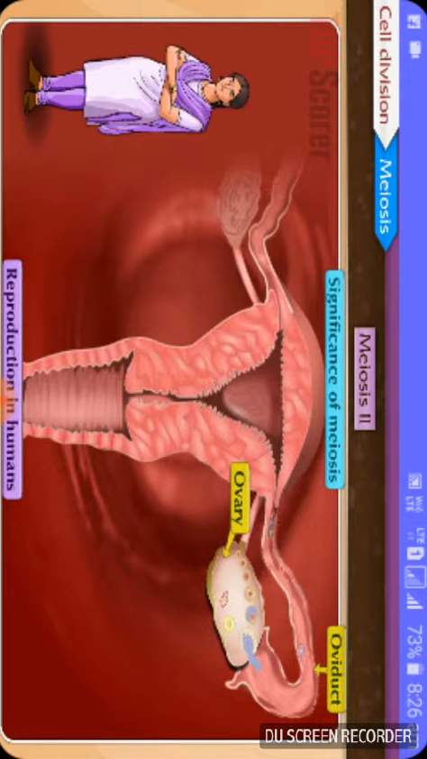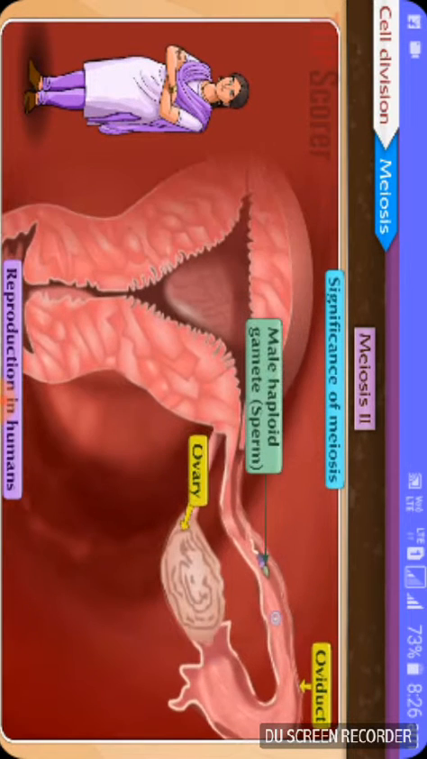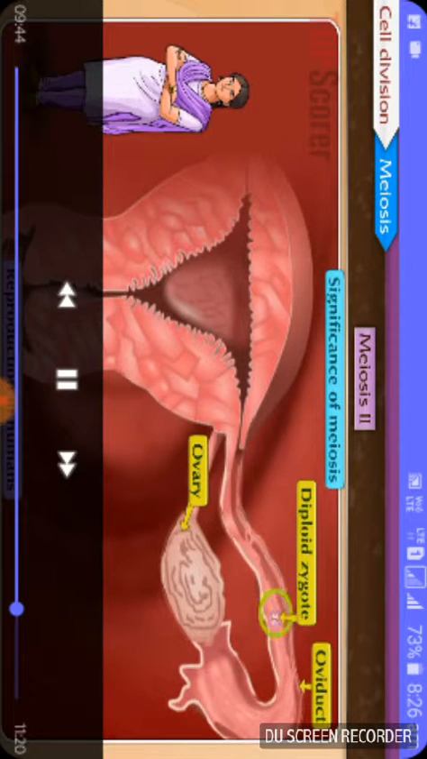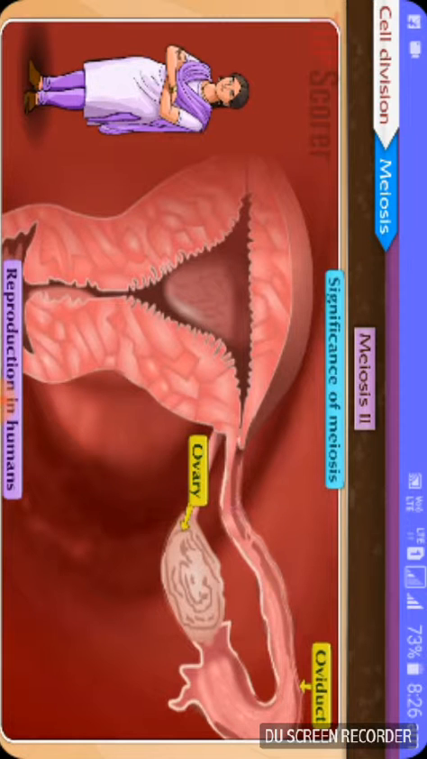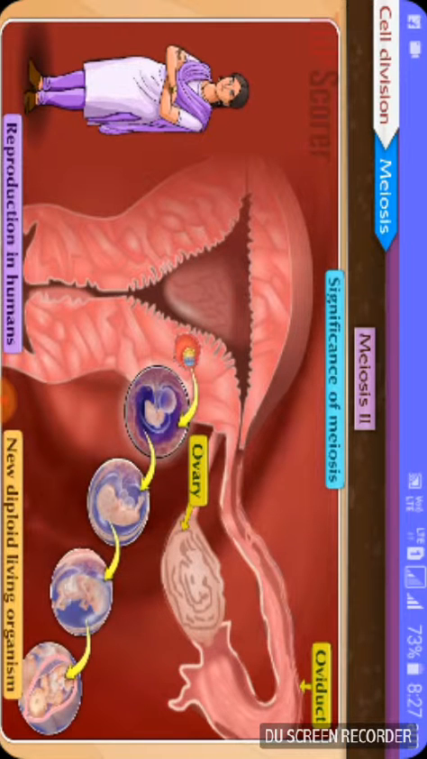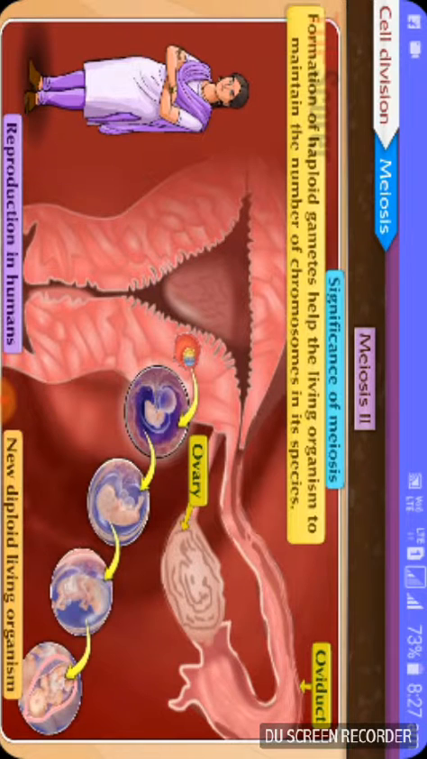During fertilization, the male haploid gamete joins with the female haploid gamete, and a diploid zygote is formed, which divides and grows into a new diploid living organism. Therefore, formation of haploid gametes helps the living organism to maintain the number of chromosomes in its species.